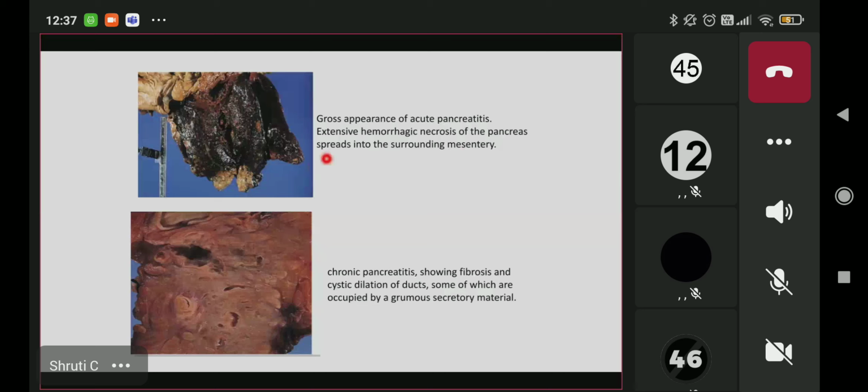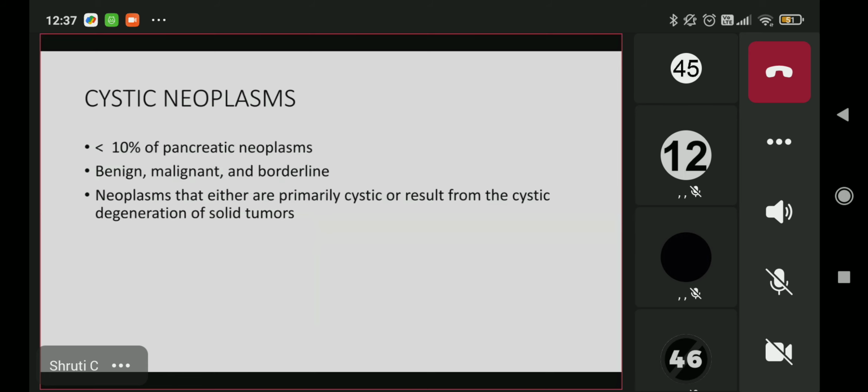Okay. Just to show you, this is a gross picture of acute pancreatitis. This is acute, and so there is extensive hemorrhage and necrosis. We have studied in the first 7 chapters also the fat necrosis that occurs in pancreatitis. Okay, and then this is a picture of chronic pancreatitis where there will be more of fibrosis and cystic dilatation of ducts, some of which will be occupied by secretory material.